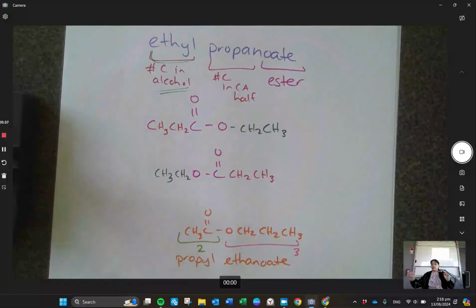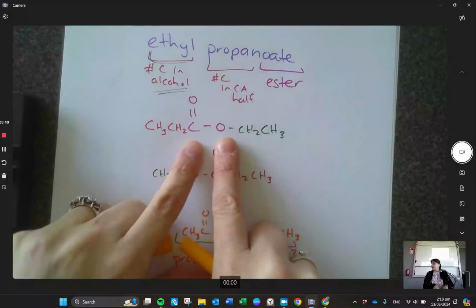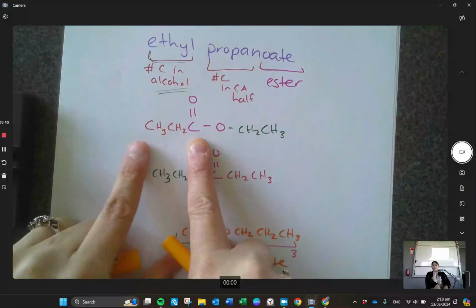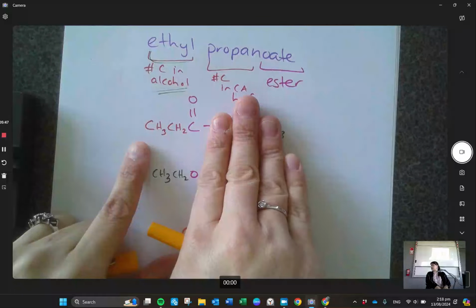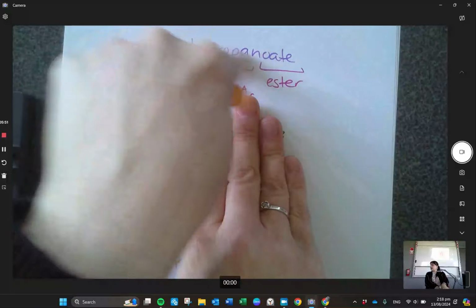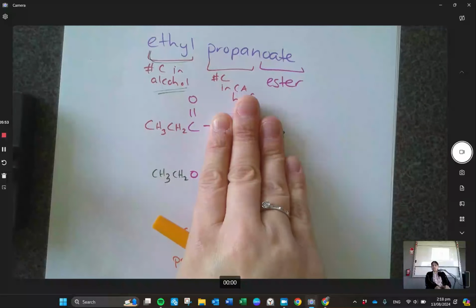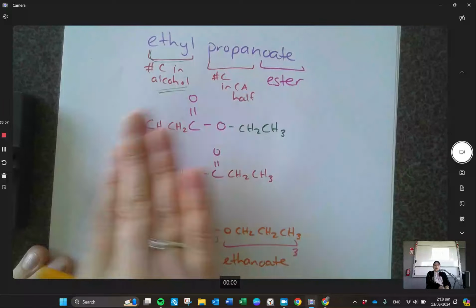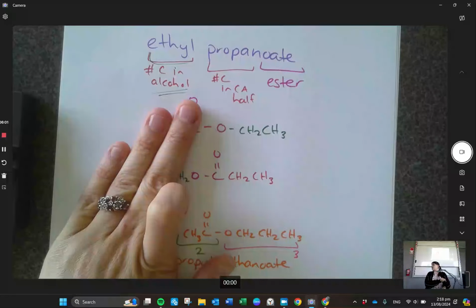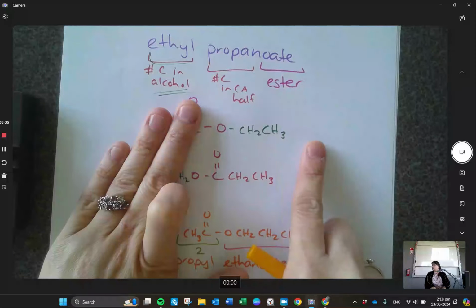So what you need to look at is, here's my C double bond O with the O, like that. The one with the C double bond O is the derivative from the carboxylic acid component. And that's 1, 2, 3, which is coming from this part of the name. So the carboxylic acid would have been propanoic acid. This bit here with the single bonded oxygen is coming from the alcohol. So that's coming from the ethanol. So that's one way you can draw it.